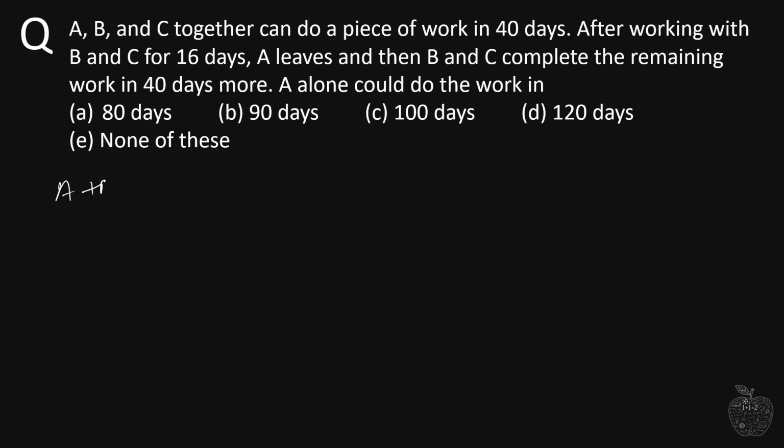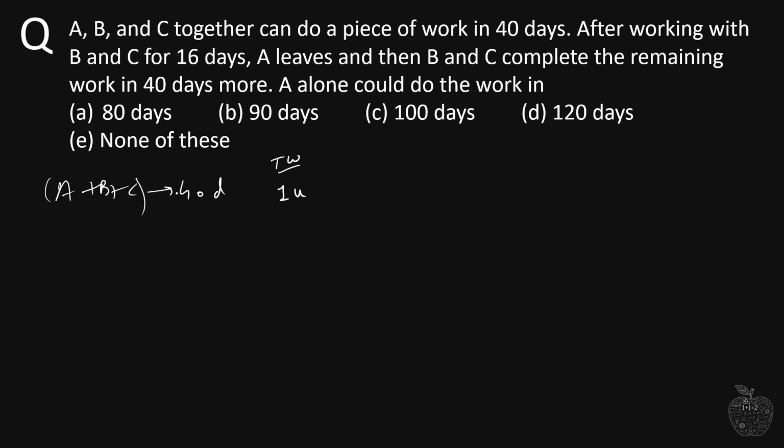So A, B and C can together do a piece of work in 40 days. Now let's assume that total work here is 1 unit. Okay, this is the total work, 1 unit. Now we know that A, B and C together complete 1 unit of work in 40 days.